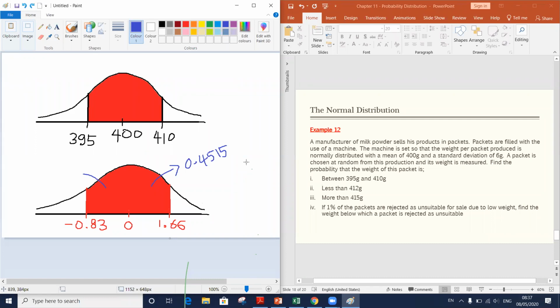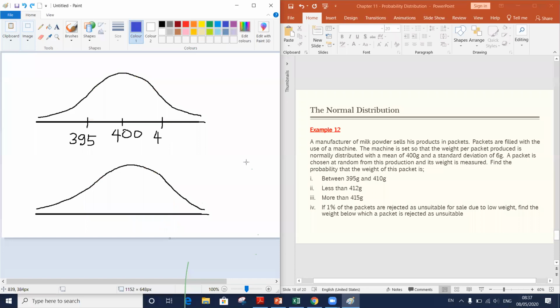Right. What does part 2 say? Probability that the weight of this packet is less than 412 grams. Normally the weight of a packet is 400 grams. If we randomly select a packet, what is the probability that its weight is less than 412 grams?